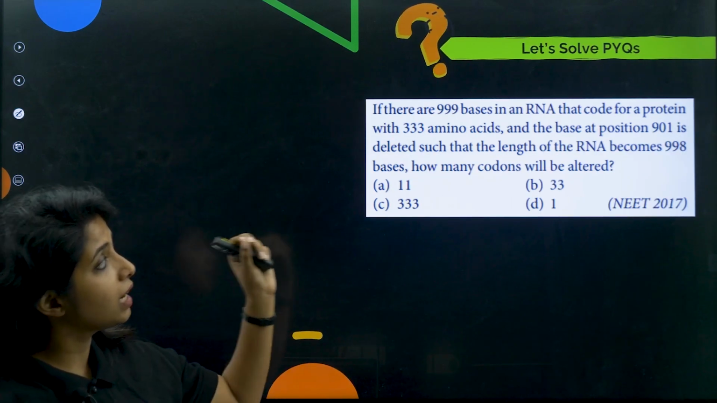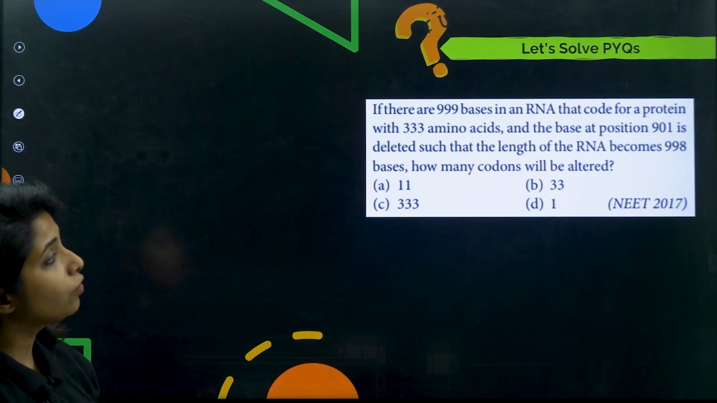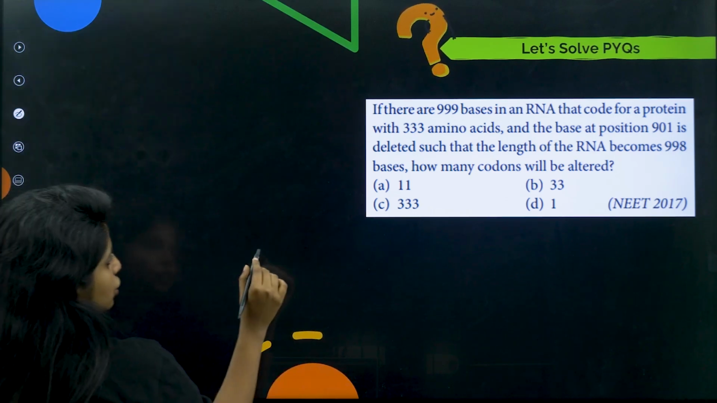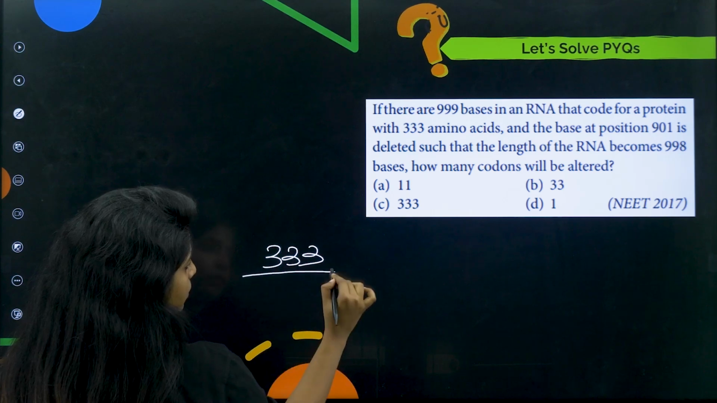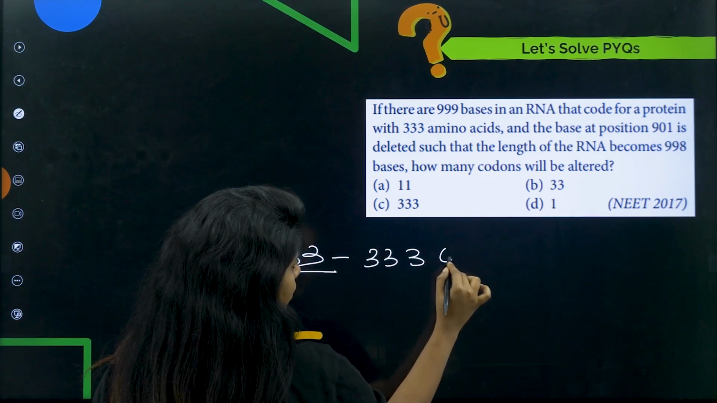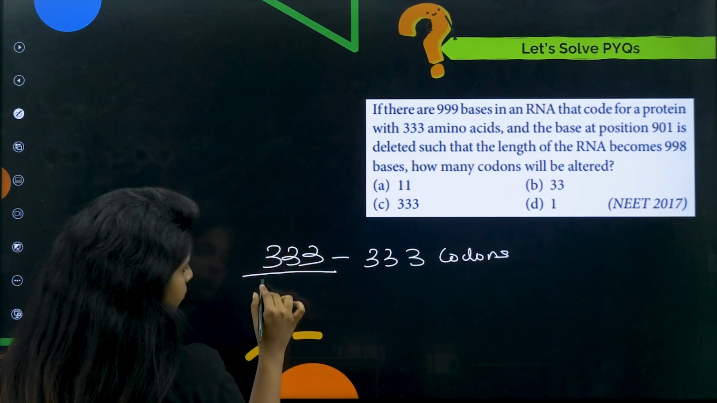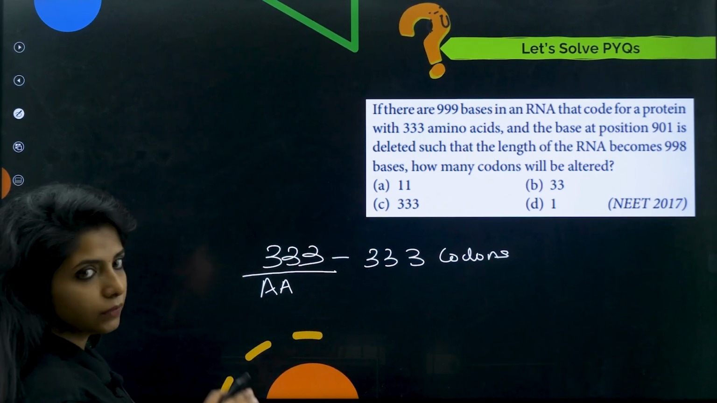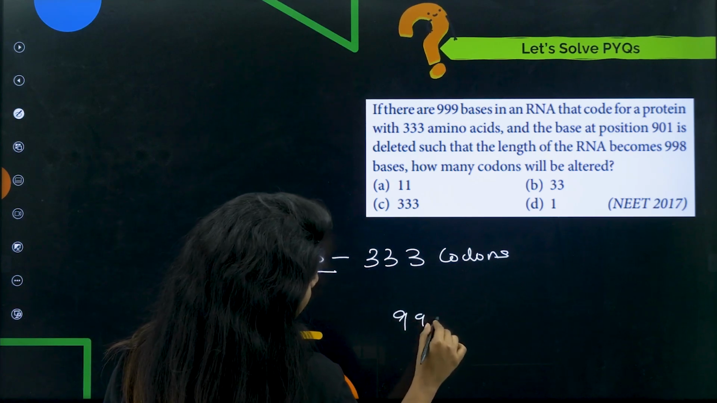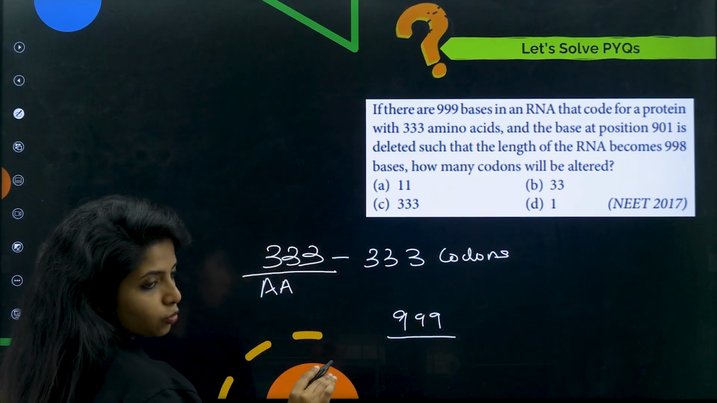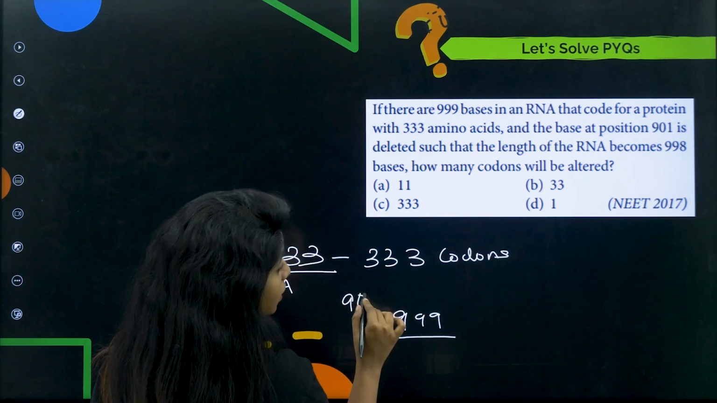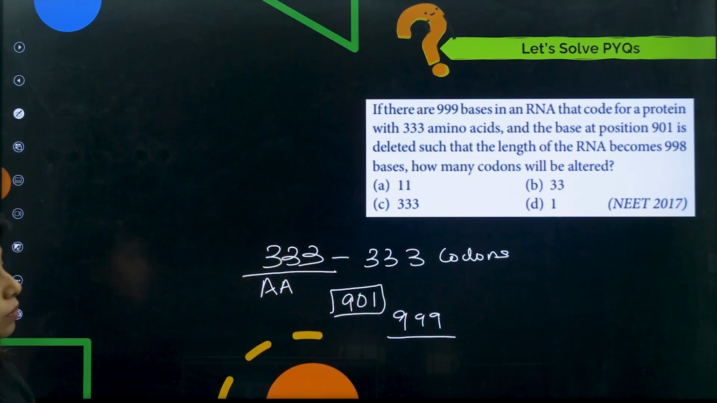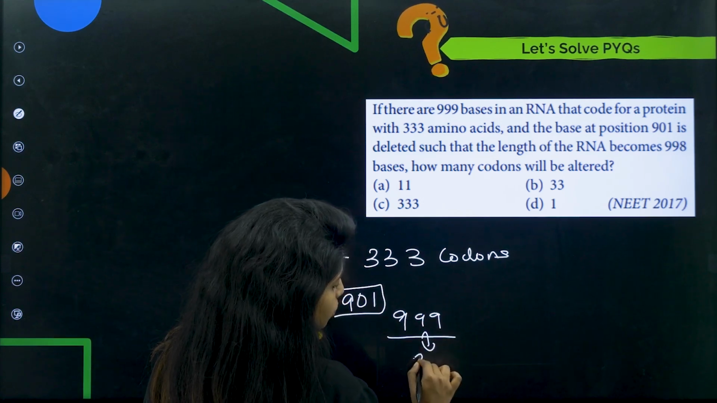Going ahead, if there are 999 bases in an RNA that code for a protein with 333 amino acids, check that 333 amino acids means 333 codons are there. Agree? Now, the base at 901 is deleted. So there are 999 nitrogen bases, and the one at 901 is deleted, such that the length of the RNA becomes 998.